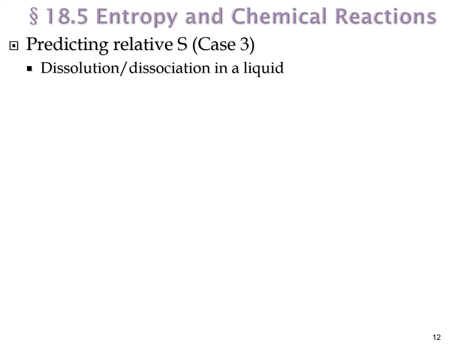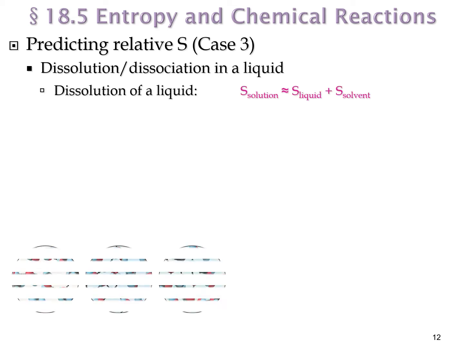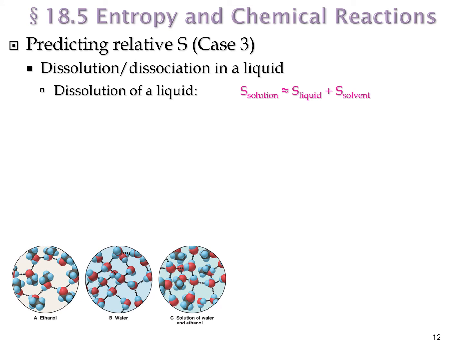The third case I'd like to discuss is related to our experiment in chemistry, dissolution and/or dissociation. So let's talk about dissolving something in a liquid. If we dissolve a liquid in a liquid, the entropy of the solution is pretty much the two entropies combined. That means there's no net entropy increase.